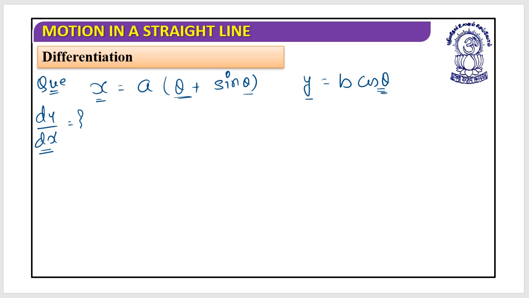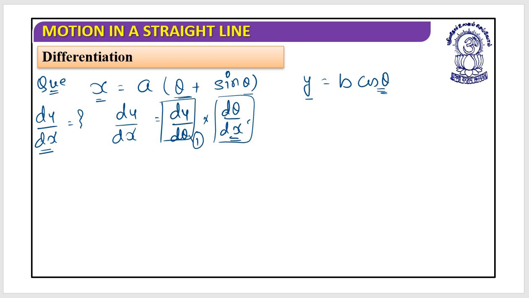What can be the options? Can you write it like this: dy by dx is equal to dy by d theta multiplied by d theta by dx? Yes, this could be done. So let's do it. The first task is dy by d theta, and the second task is d theta by dx. We need to do two tasks, then multiply them, and that's it. So let's begin with dy by d theta.